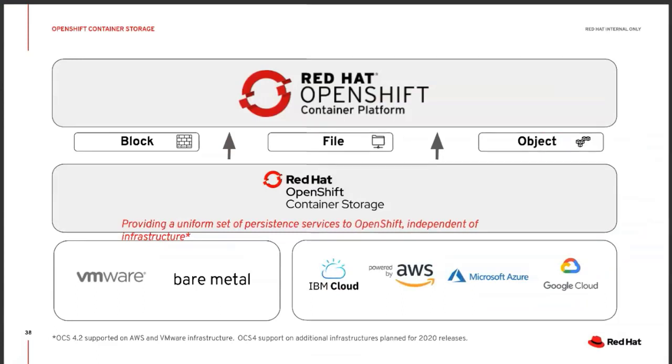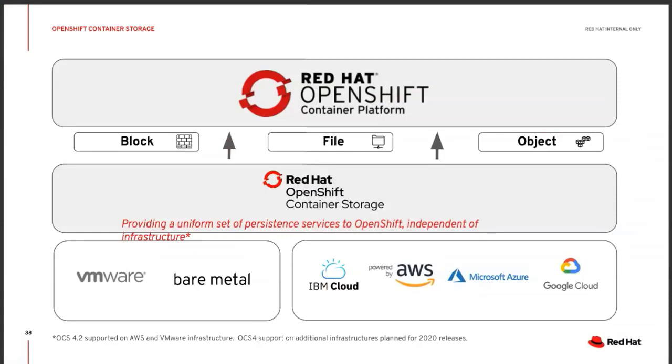So in the end, we can run on bare metal in the future. VMware, at this moment, to be very clear and honest with you, at this moment we can only run on VMware and AWS, but this is broadening, and in next releases we will have more capabilities. So that regardless of where you run, you can run Red Hat OpenShift Container Storage alongside Red Hat OpenShift.